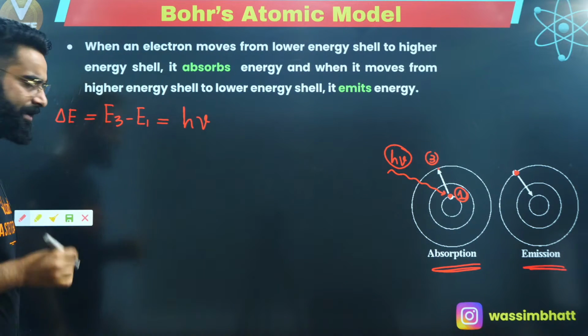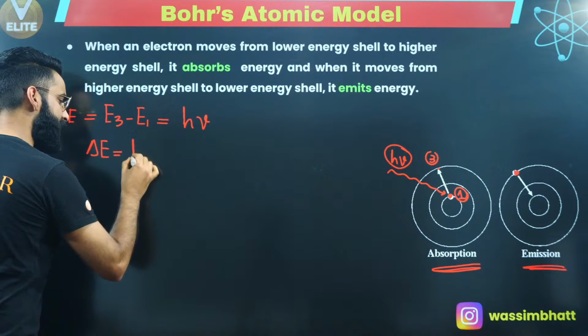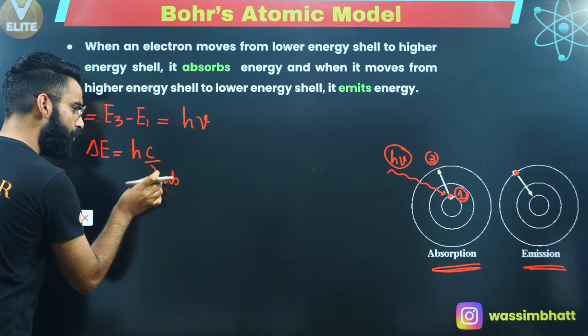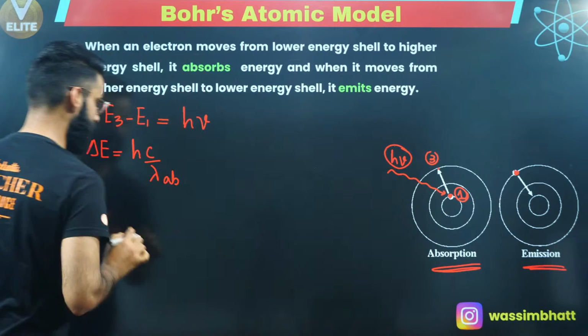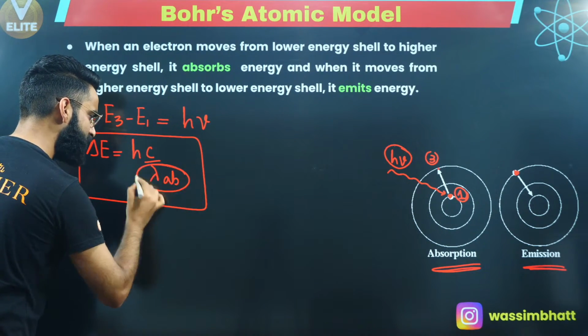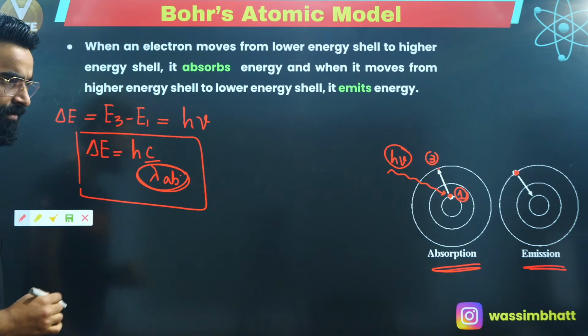So basically, by knowing the energy gap delta E, you can calculate the wavelength of the photon, the wavelength of the photon which this electron is absorbing over here. By knowing the energy gap, you can calculate the wavelength of the photon which this electron is absorbing right here.